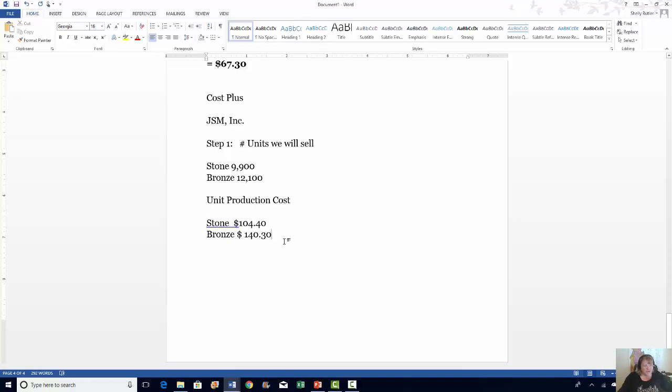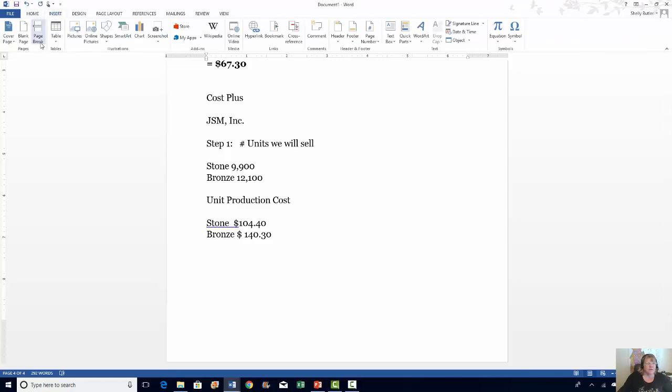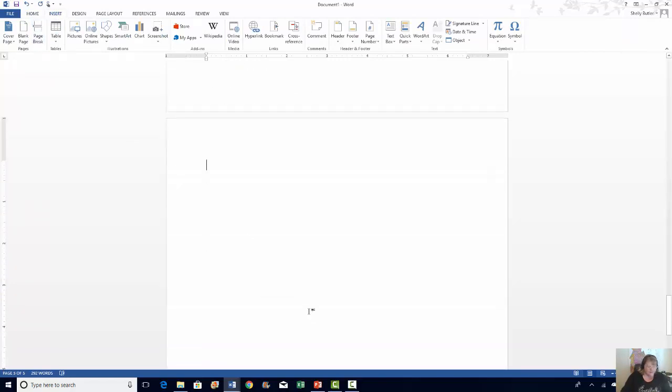Okay, so I'm going to break away and do another full page because we're going to need it. Okay, and this is our step 3. And it's our required ROI multiplied by the initial investment plus S&A.